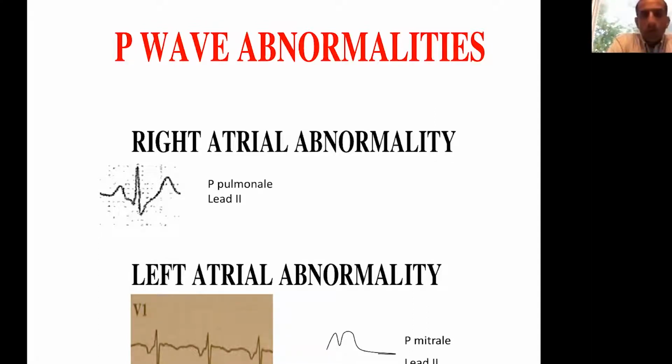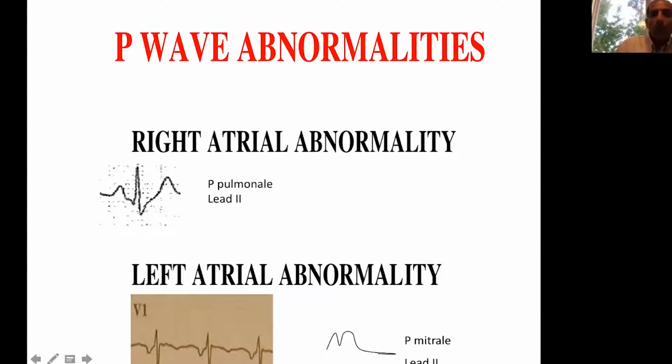Now, since you can see the atrial activation designated by the P waves, you can try to diagnose structural abnormalities in the heart based on the morphology of the P waves. So if you see that the P wave is very tall, especially in lead 2, then you think of right atrial abnormality, because right atrial abnormality will cause increase in the height of the P wave. If you see the P wave is very wide in lead 2, then you think of left atrial abnormality.